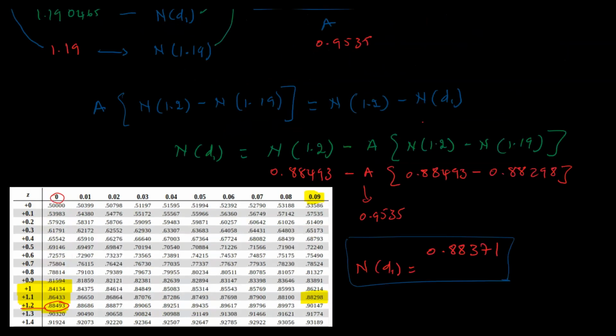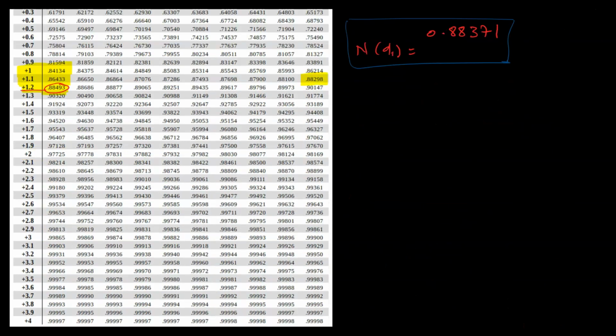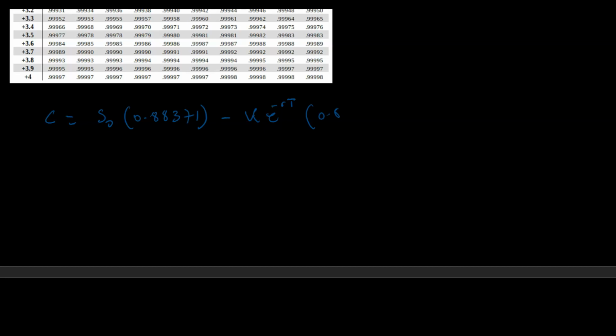And ND2, we found that to be equal to 0.844487. And what that means is that we have an 84% probability that this option is going to expire in the money, essentially. And this relies a lot on the estimation of volatility. And so if the estimation of volatility is not accurate, your pricing of the option is not going to be accurate, and your probability is not going to be accurate either, because D1 and D2 are a function of volatility.